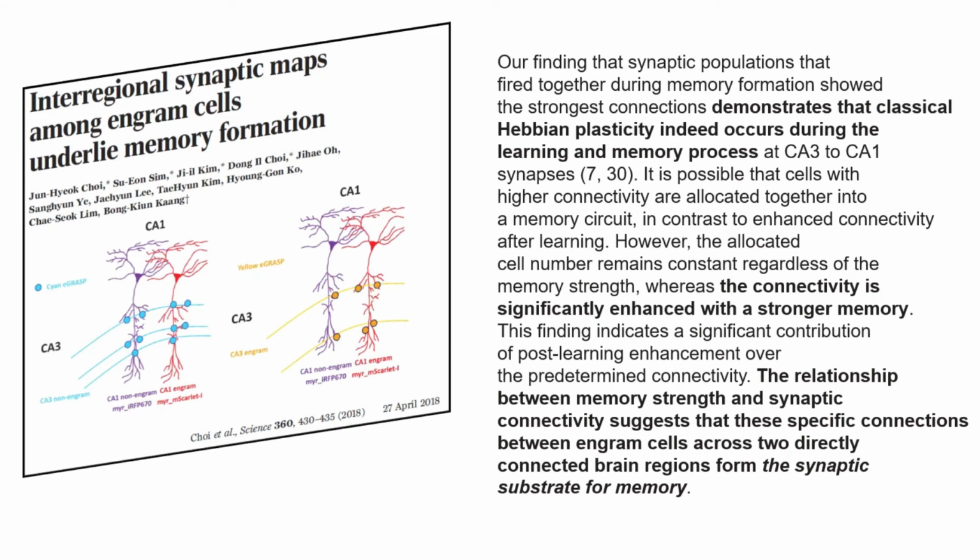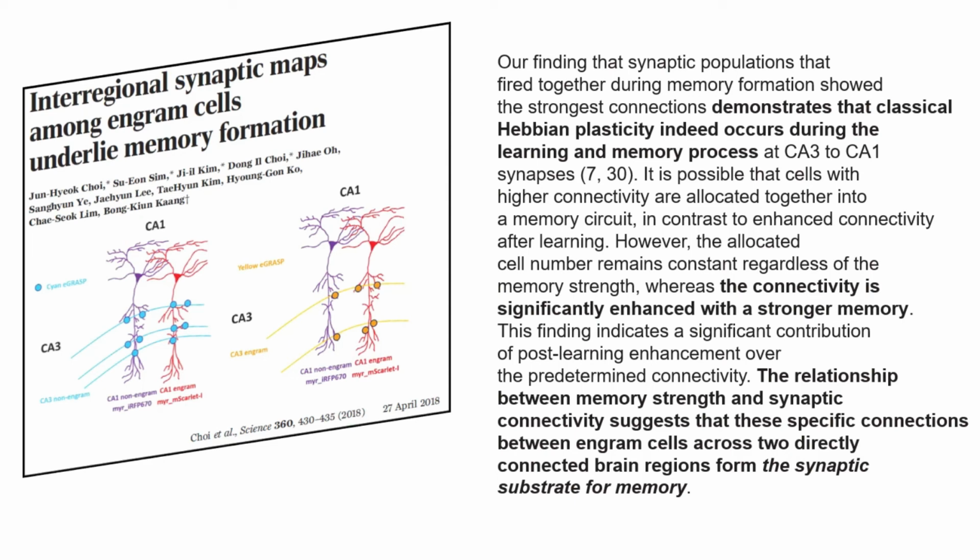Reading from their conclusions, our finding that synaptic populations that fired together during memory formation showed the strongest connections demonstrates that classical Hebbian plasticity indeed occurs during the learning and memory process at CA3 to CA1 synapses. It is possible that cells with higher connectivity are allocated together into a memory circuit, in contrast to enhanced connectivity after learning. However, the allocated cell number remains constant regardless of the memory strength, whereas the connectivity is significantly enhanced with a stronger memory. This finding indicates a significant contribution of post-learning enhancement over the predetermined connectivity.